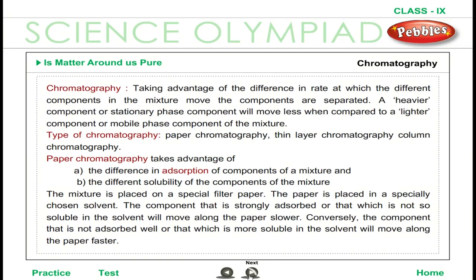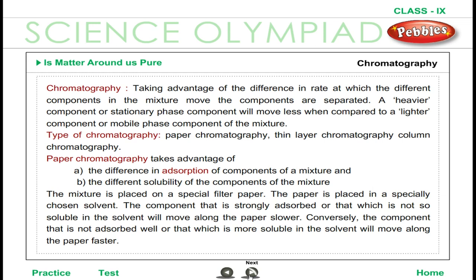Chromatography. Taking advantage of the difference in rate at which the different components in the mixture move, the components are separated. A heavier component or stationary phase component will move less when compared to a lighter component or mobile phase component of the mixture. Types of chromatography: paper chromatography, thin layer chromatography, column chromatography.